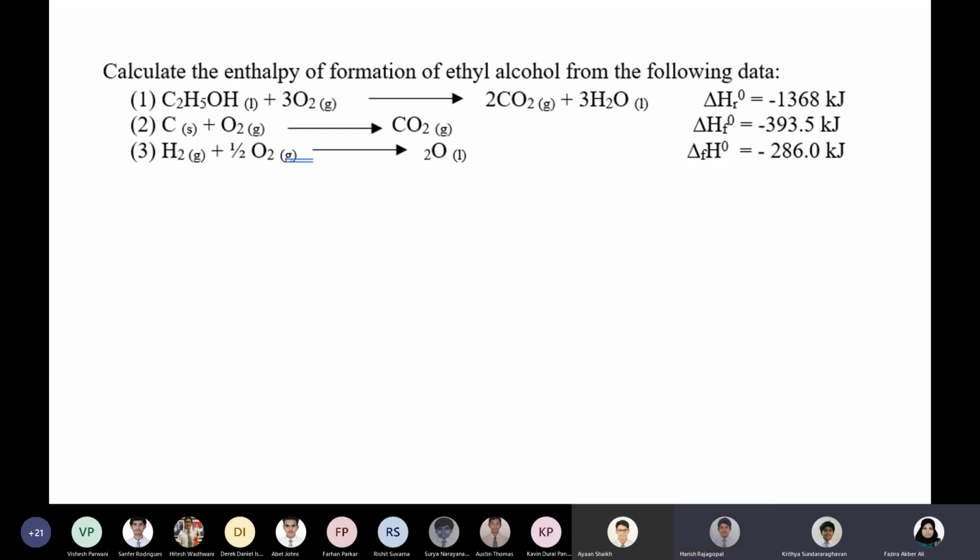As per this, everything will go like this, H2O, we have, right? The third reaction. That is H2O. Sorry, it is H2O. I'll just write it. Okay, this is H2O.